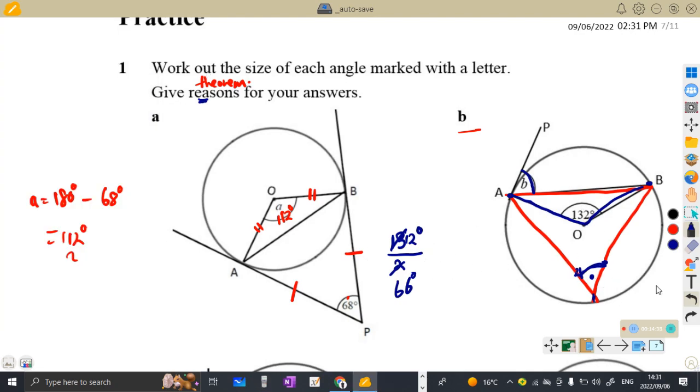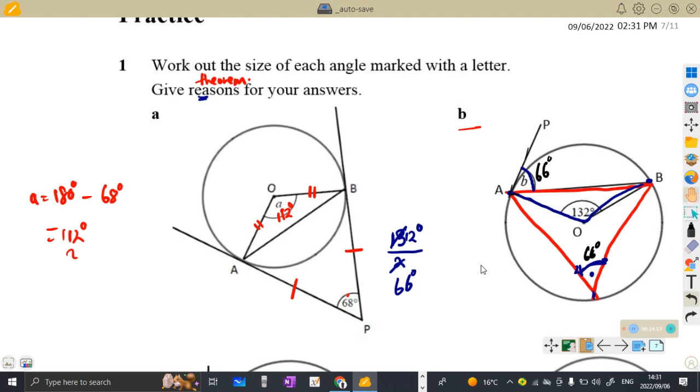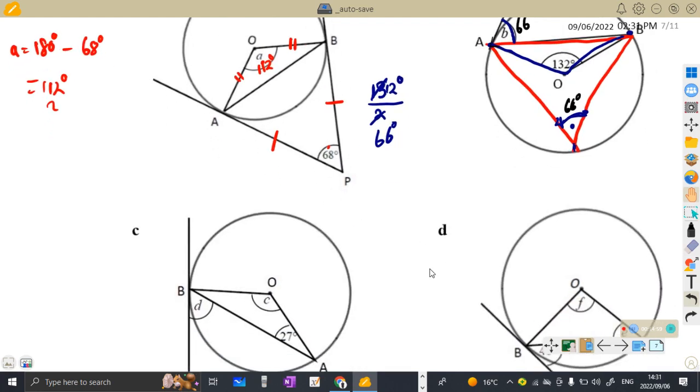So this is 66 degrees here, so we are going to have our 66 degrees at this point, and if this angle is 66 degrees, this one also is going to be 66 degrees. That is the angle between the tangent and the chord. So we're going to have our 66 degrees there. All right, so that was it, guys. Let's see the other part of the question.